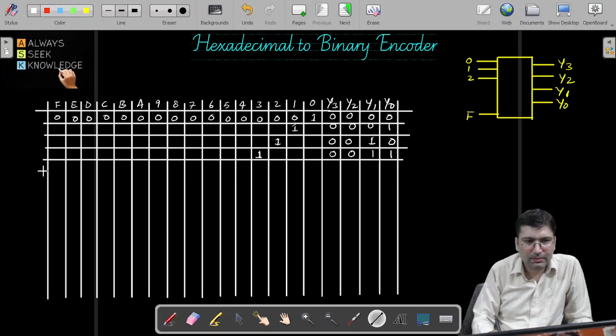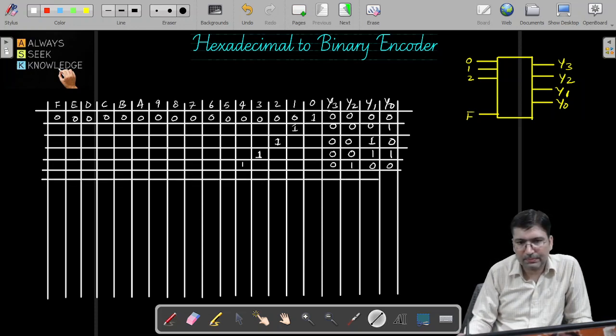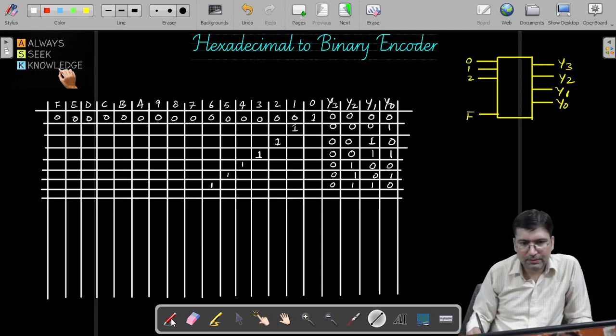Similarly, for next place like 4, when this is high, then we will represent 0, 1, 0, 0, that is 4. Similarly, for 5, if this place is high, then we will represent 0, 1, 0, 1, that will represent 5. Similarly, for 6, when this is high, then 6 will be represented as 0, 1, 1, 0. Similarly, then 7, when this place is high, that is 7. 7 can be represented as 0, 1, 1, 1, right?